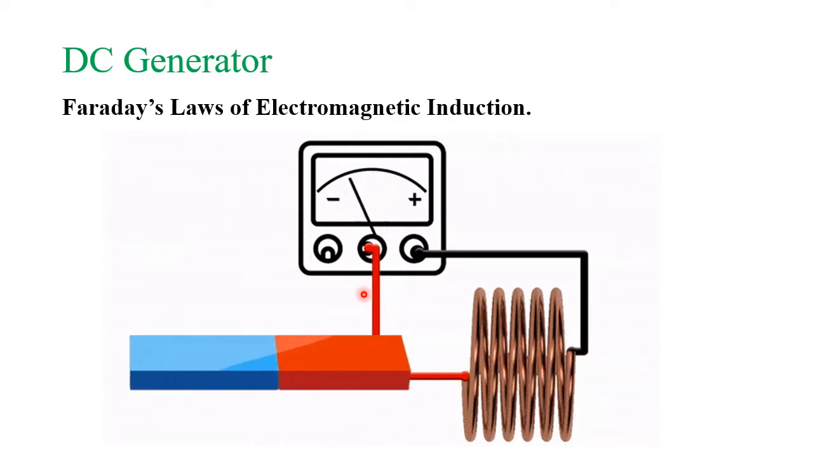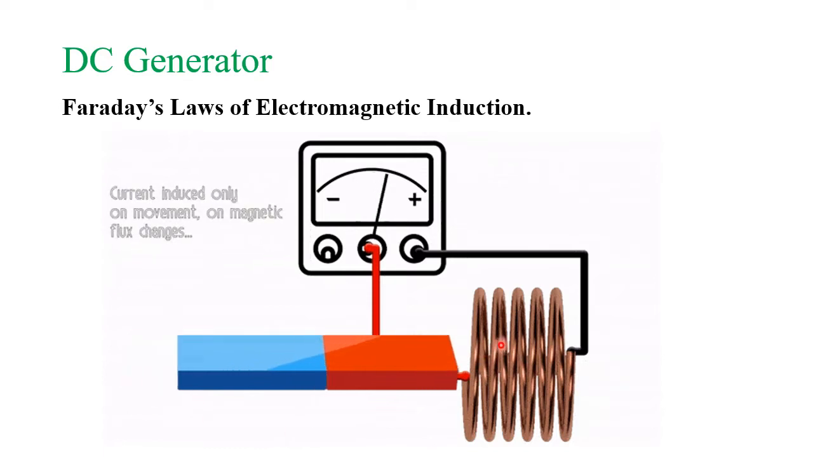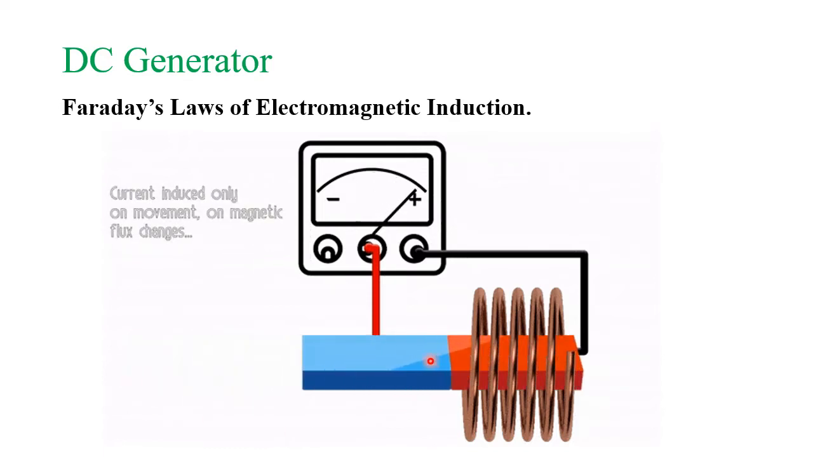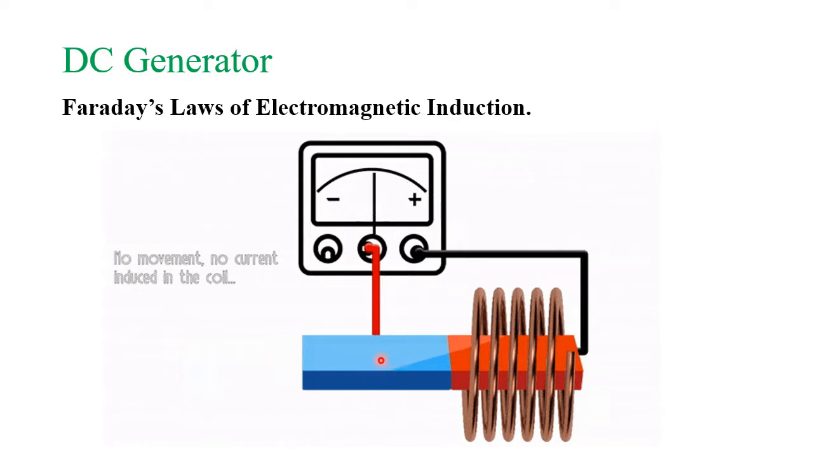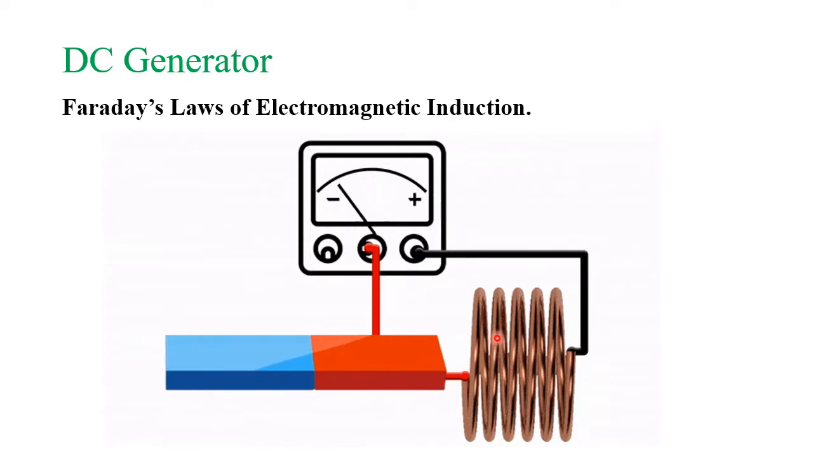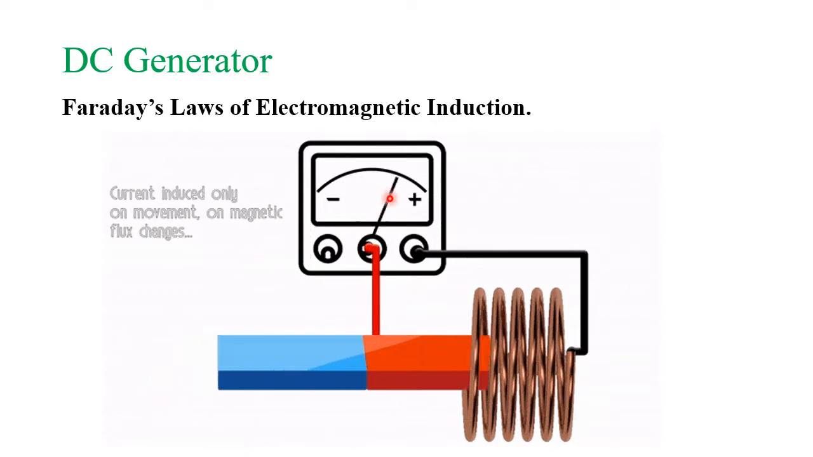So here it is a conductor, a copper coil, and this is a magnet. The magnet produces magnetic lines of force. When the conductor cuts the magnetic lines of force, you can see an EMF is induced. So that is the basic concept.